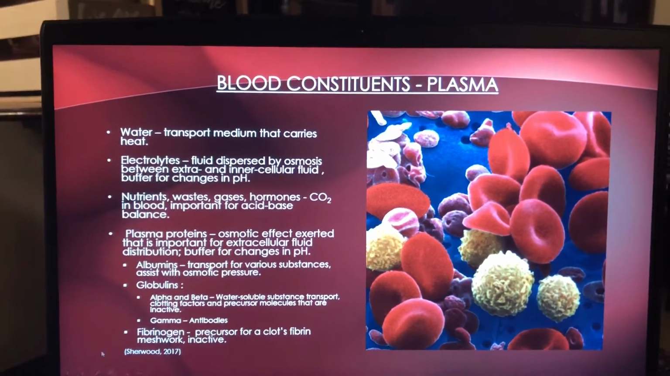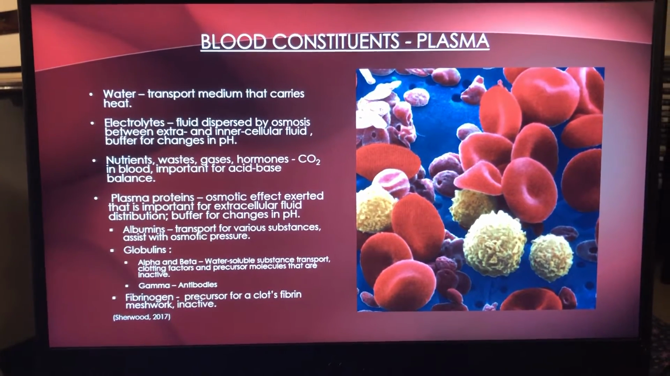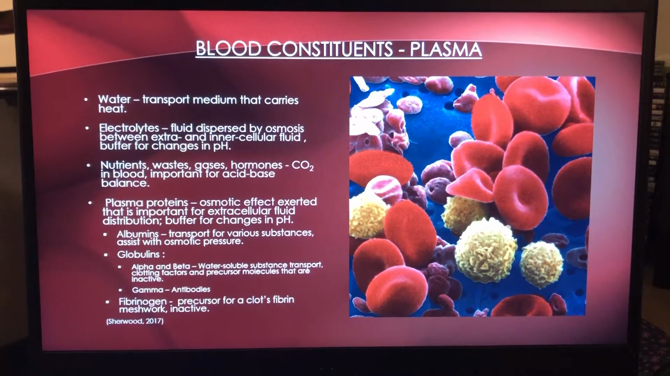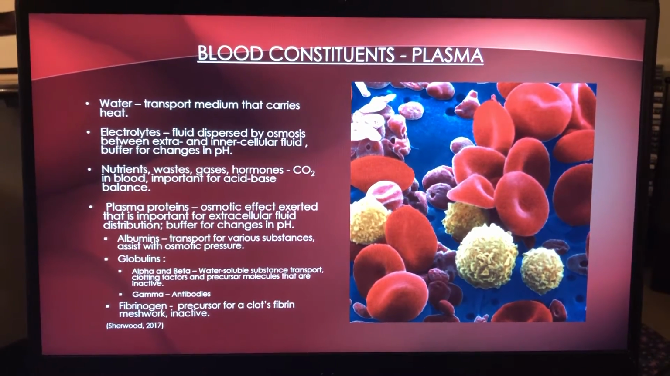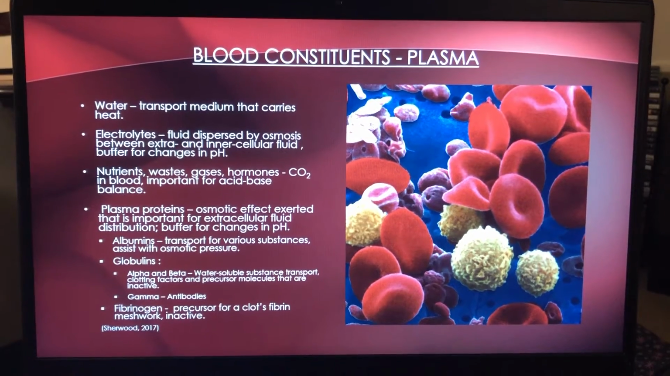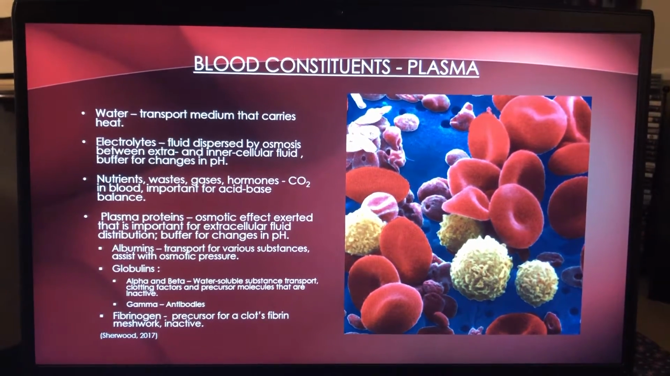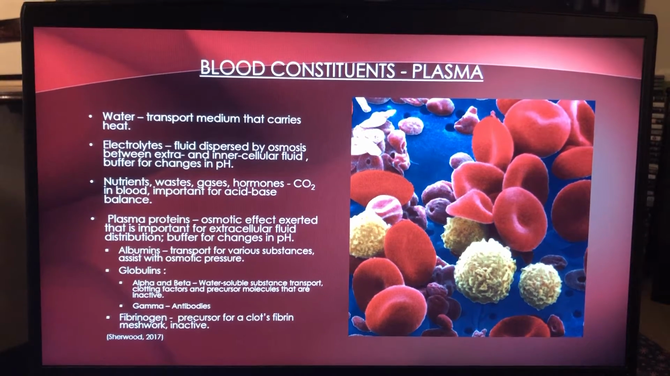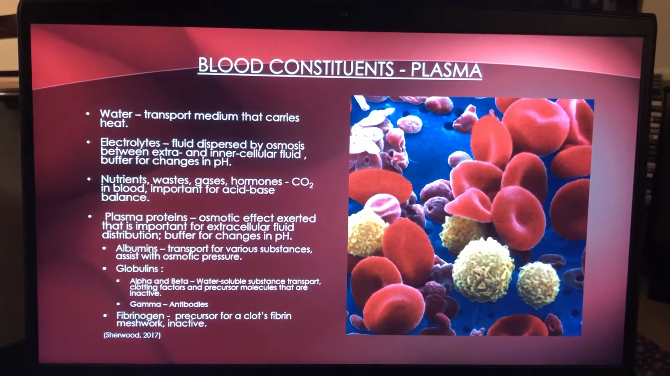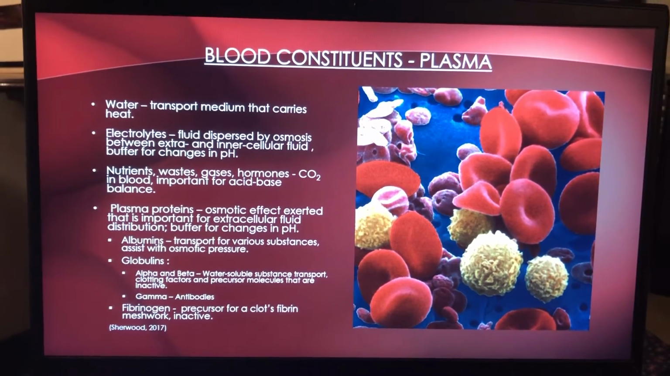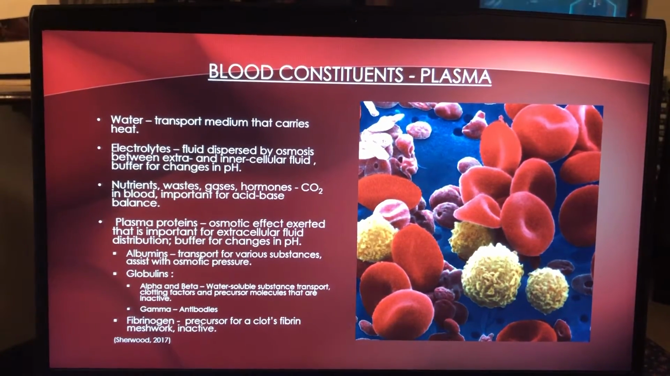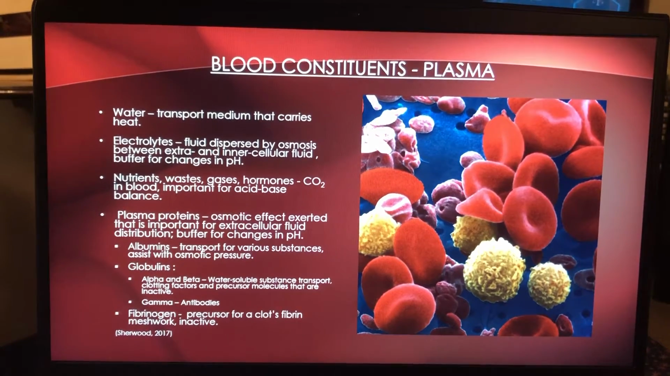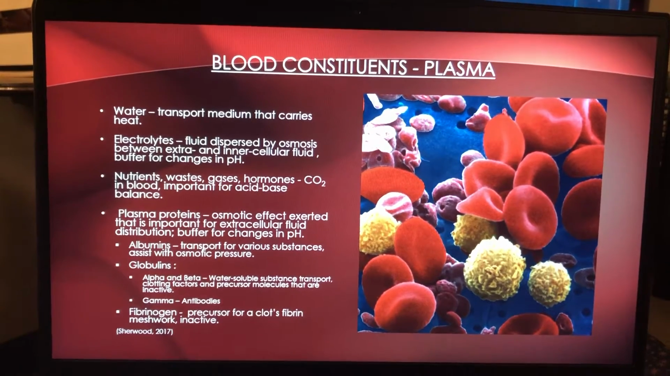Blood's constituents have two different categories. First, the plasma. In the plasma, we have water, which is basically a transport medium that carries heat to parts of our bodies, which is what makes our blood flow. We also have electrolytes, which is fluid dispersed by osmosis between extra and intercellular fluid and is a buffer for changes in our pH in our blood. We also have nutrients, wastes, gases, and hormones, which is responsible for the carbon dioxide in our blood, which is important for acid and base balance.